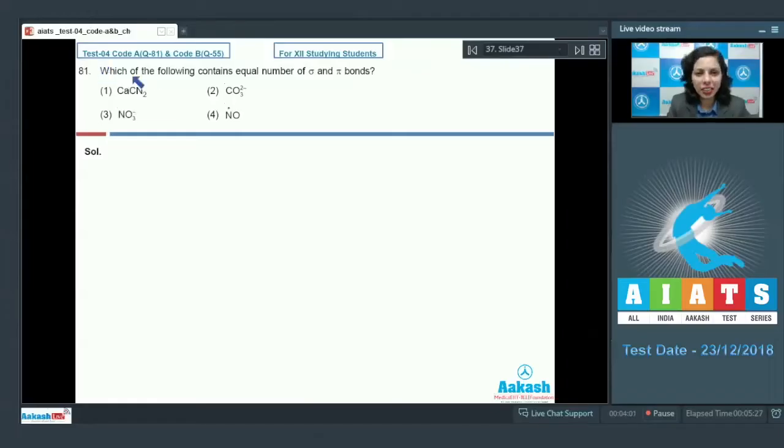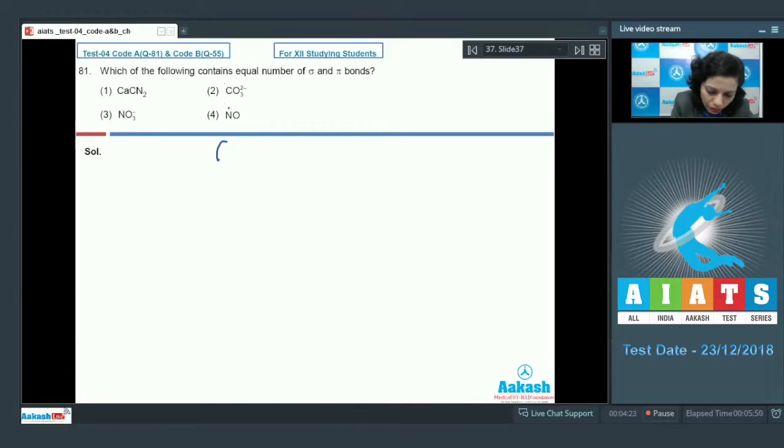Question number 81. Which of the following contains equal number of sigma and pi bonds? If we talk about the given species, first is CaCN2, then carbonate ion, NO3 negative, nitrate ion, and NO2 positive ion. There are 4 species given. We have to just check whether these are containing equal number of sigma and pi bonds or not.